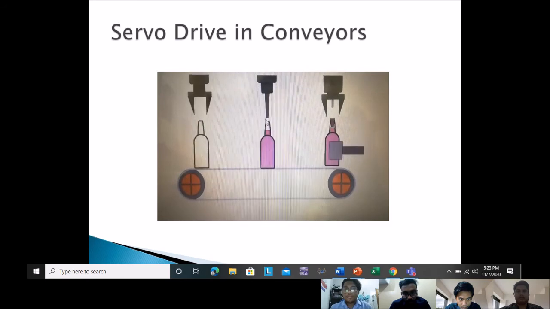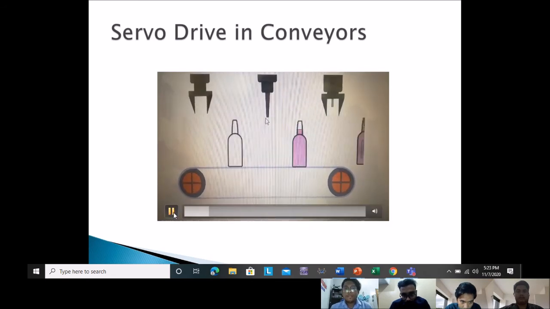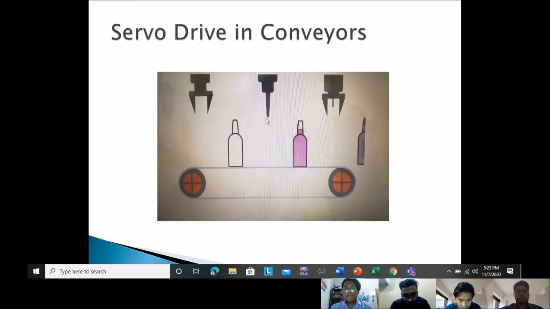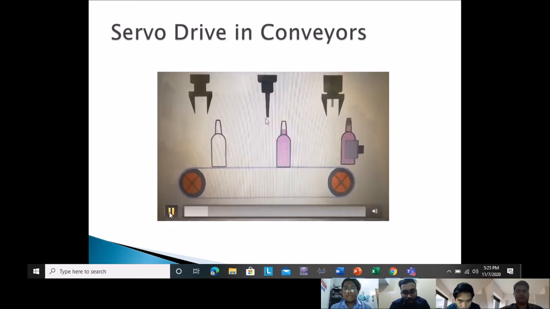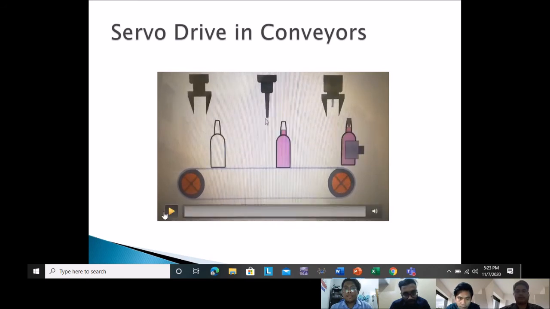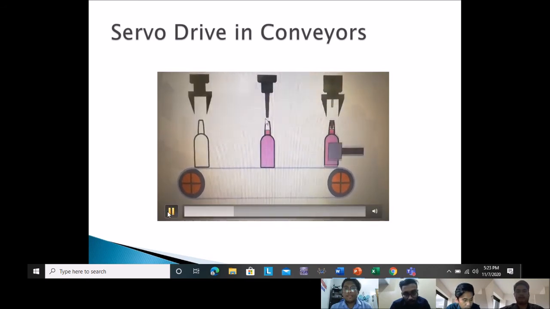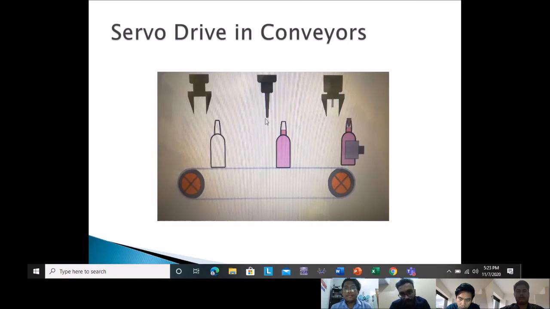From the video, the bottle is moving from one place to another. It will be stopped in the middle, and the liquid will be filled, and then it goes to the other stage. So the servo drive is playing the role of the tire, and from the tire the belt is moving the bottle to the next stage. Okay, go on further.